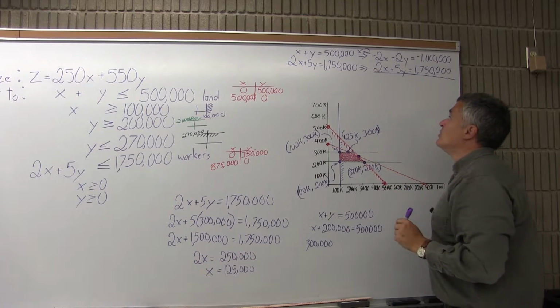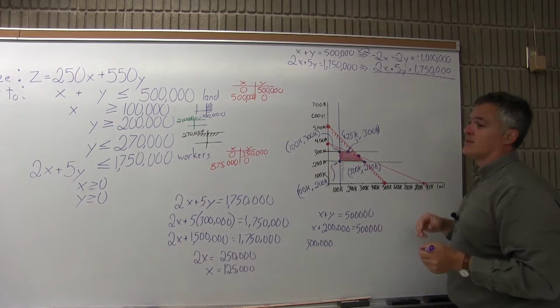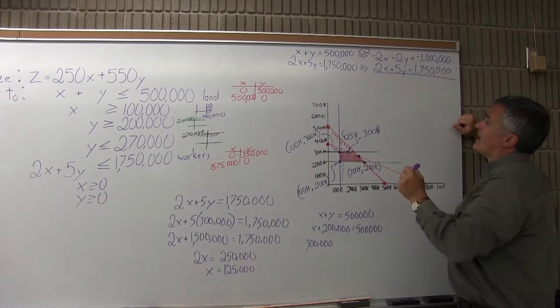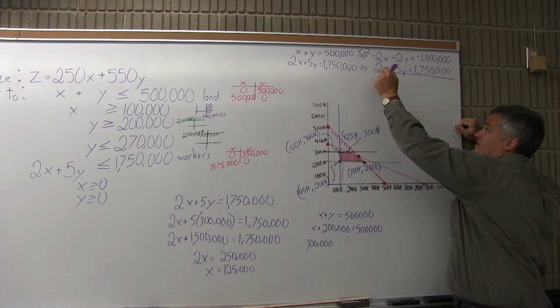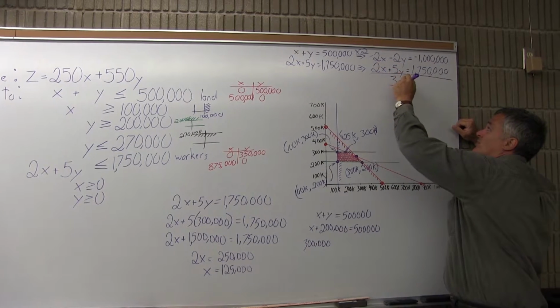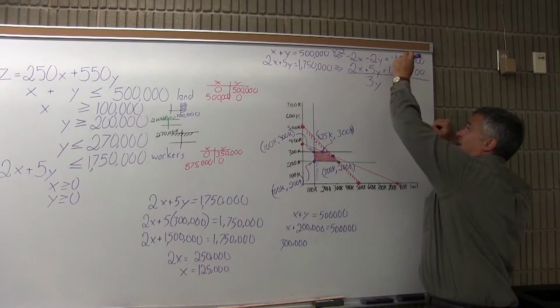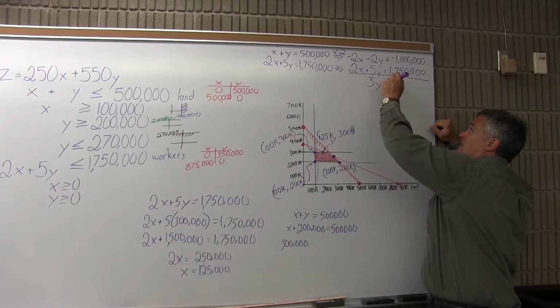Now I can combine the two new equations. Well, really, it's one new equation and one of the same old equations over again. If I combine them, I will have negative 2x, positive 2x, which will cancel. Negative 2y, positive 5y, which will be positive 3y. Negative 1 million, positive 1,750,000, which would be positive 750,000.